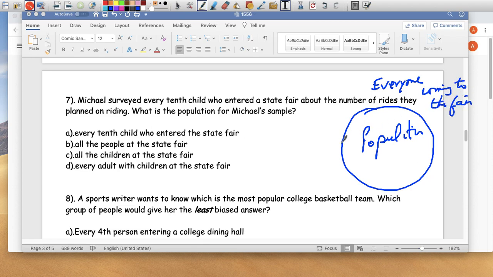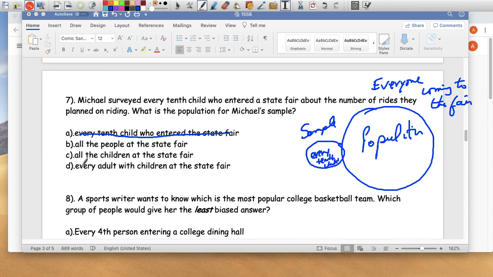And out of those, he took a sample, right? He put his hand in there and took a group of people. Who did he get here? He got every 10th child. What is the population? The population is not this, not every 10th child. All the people at the state fair.